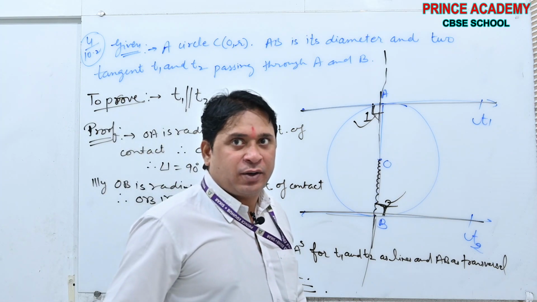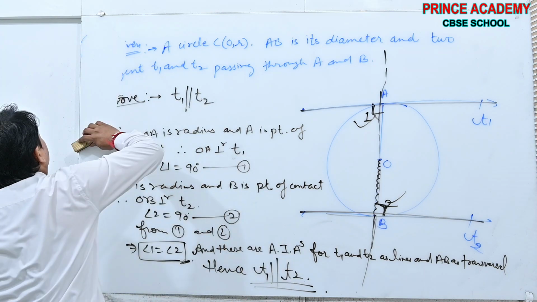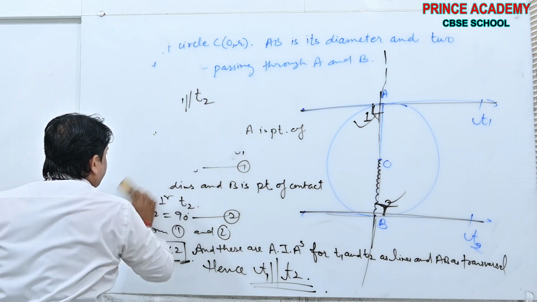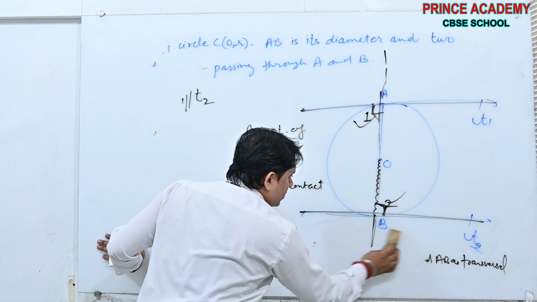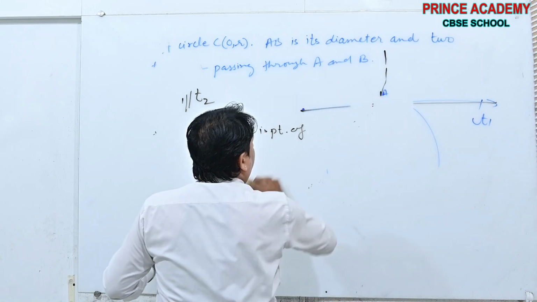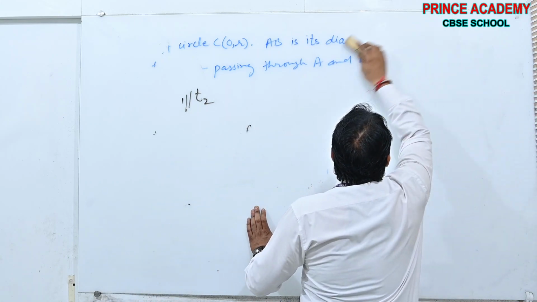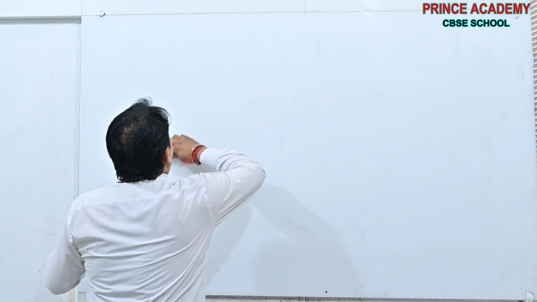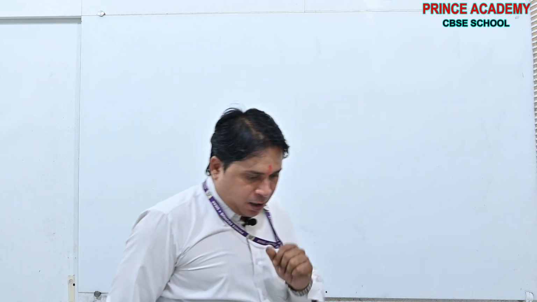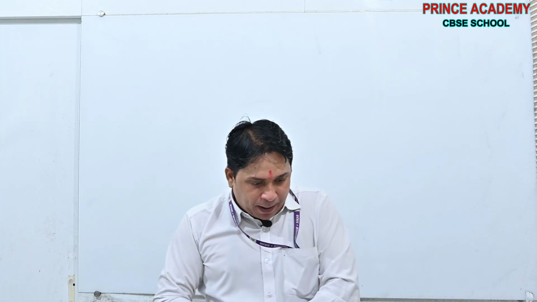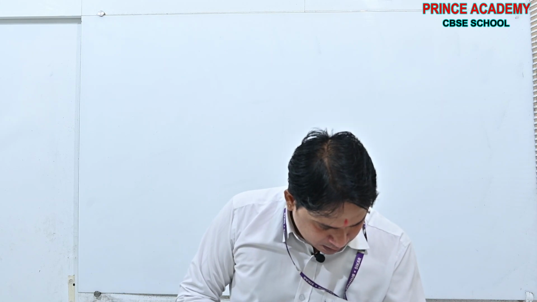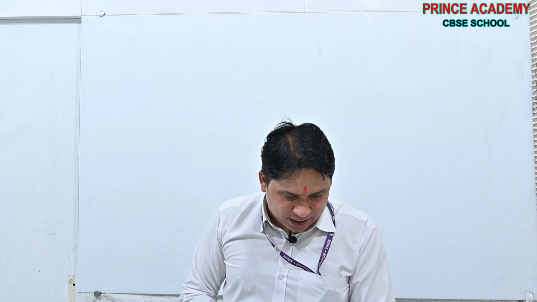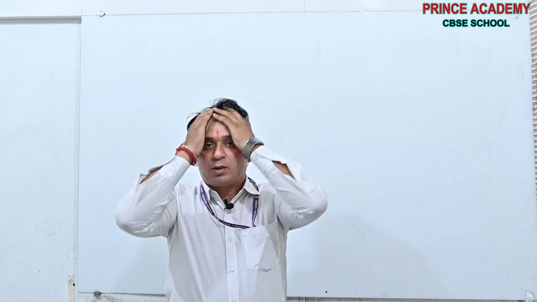Now, the next question we are going to discuss is question number 5. Till then, I am roughing the board. You note the statement. Prove that the perpendicular at the point of contact to the tangent to a circle passes through the center.